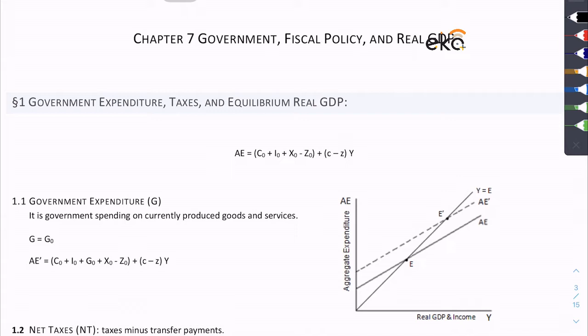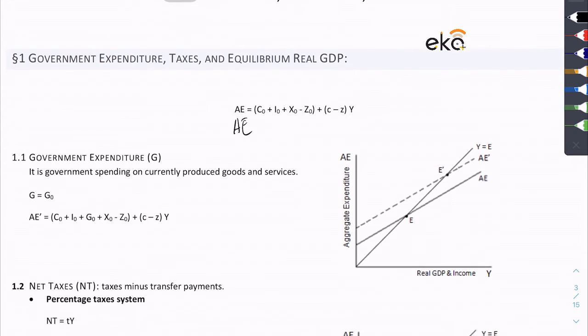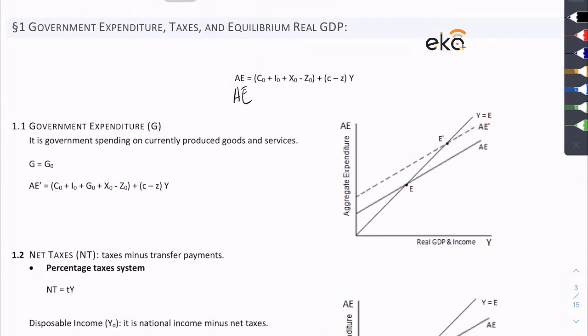In our last video, we talked about Chapter 6, which is the aggregate expenditure AE equals C0 plus I0 plus X0 minus Z0 plus (C minus Z) times Y. Here we add government expenditure into the formula. Government expenditure is the government spending on the currently produced goods and services.